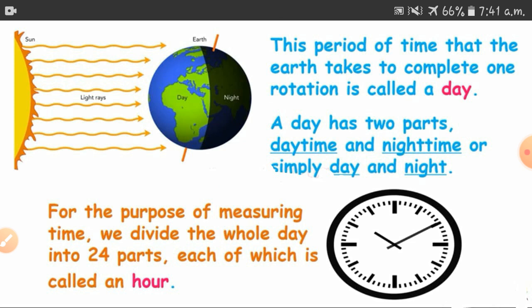For the purpose of measuring time, we divide the whole day into 24 parts, each of which is called an hour. In the 24-hour system, the day is not divided into two parts of 12 hours each, but is a continuous period of 24 hours, that is, 12 hours day and 12 hours night.